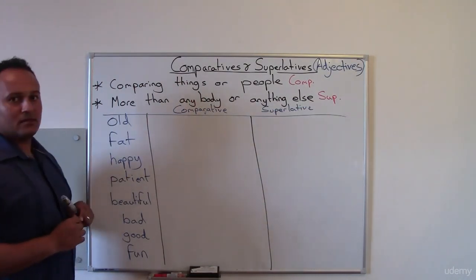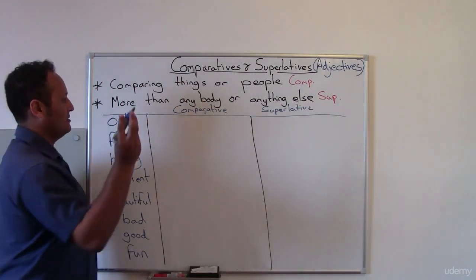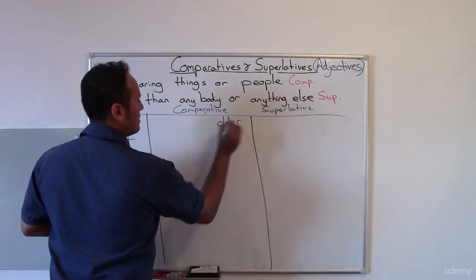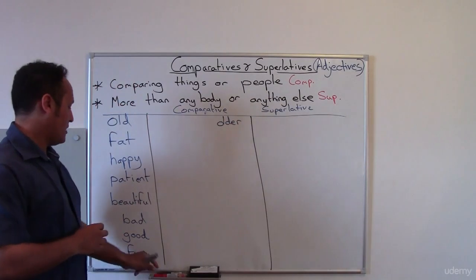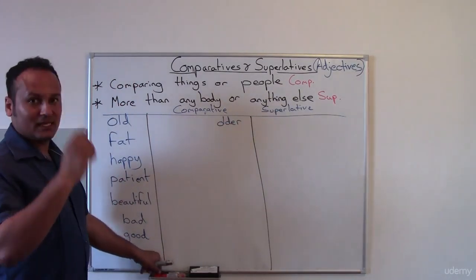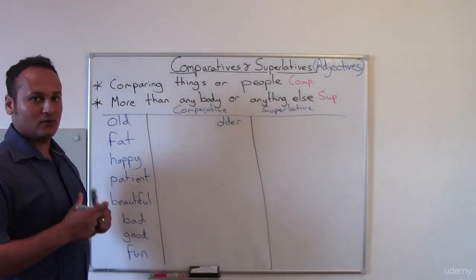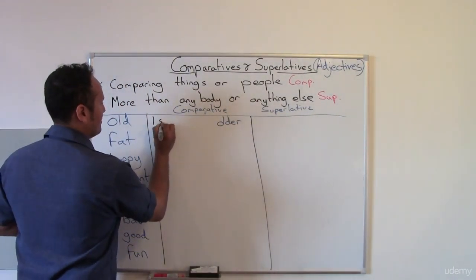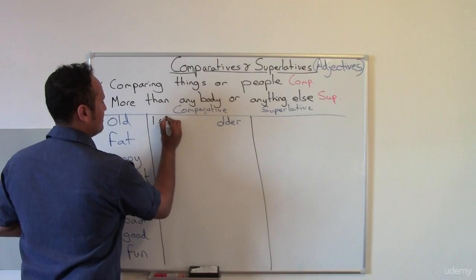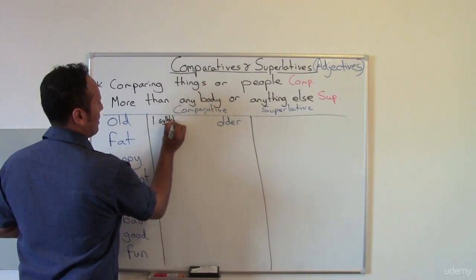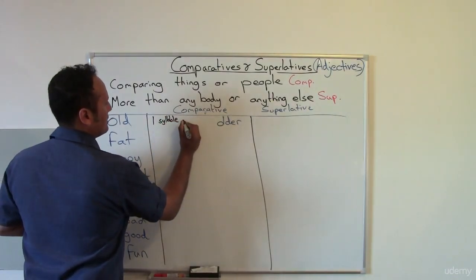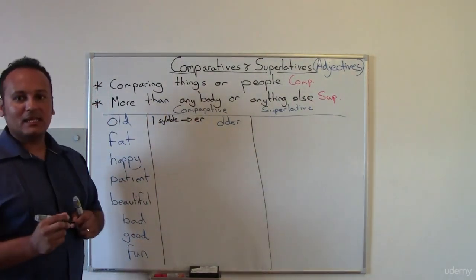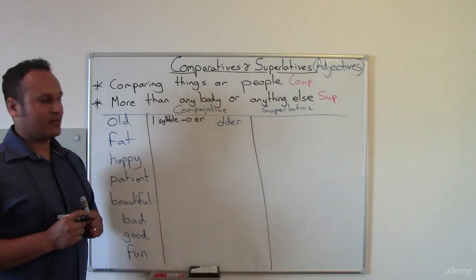Well, old, it actually becomes older. Why? Well, old has one syllable, just one sound, old. Okay, so if you have one syllable, you add ER. One syllable adds ER, okay?